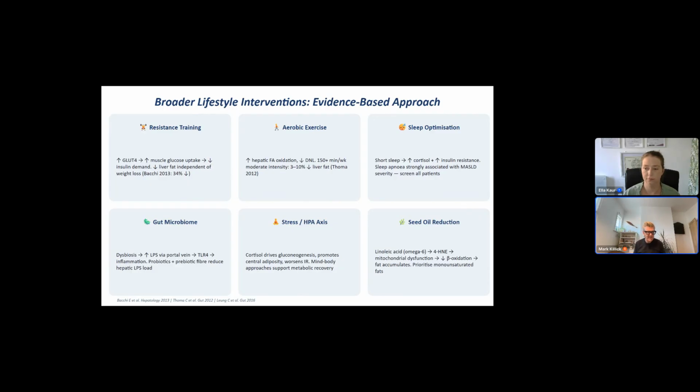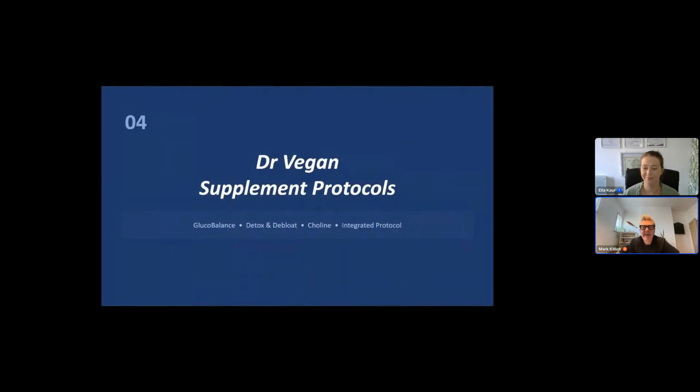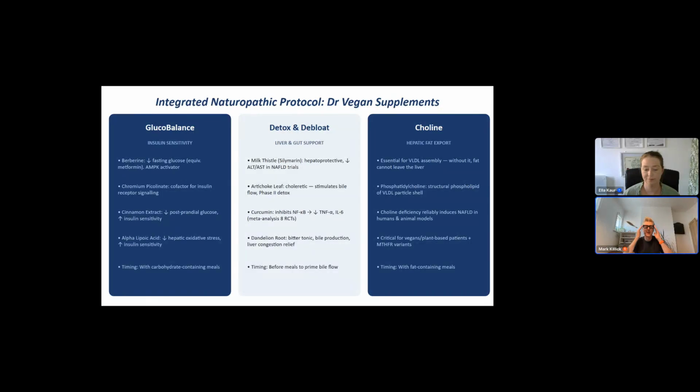So if I can go on to the next slide. So if we look at the supplements that DR.VEGAN have that can help with the condition. So using glucobalance, detox and debloat, choline, also other ones that aren't here, even the gut works with the probiotics and also the vegan omega-3. These are two more that we can put in the mix with our clients. So if I go on to the next slide, just to show an overview of how they work all together.